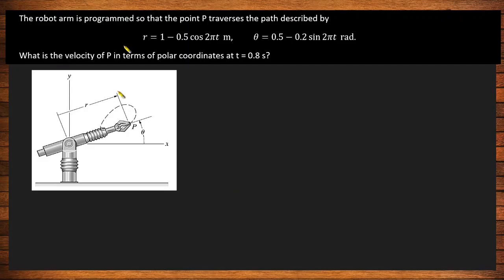So again, this is a no-brainer since yung given and then actually yung required sa problem is naka-polar coordinates. So yung gagamitin natin dito is the polar coordinates system. So again, itong dulo daw ng robot arm natin, itong point P will traverse this path. So yung required is yung velocity vector at t equal to 0.8 seconds.